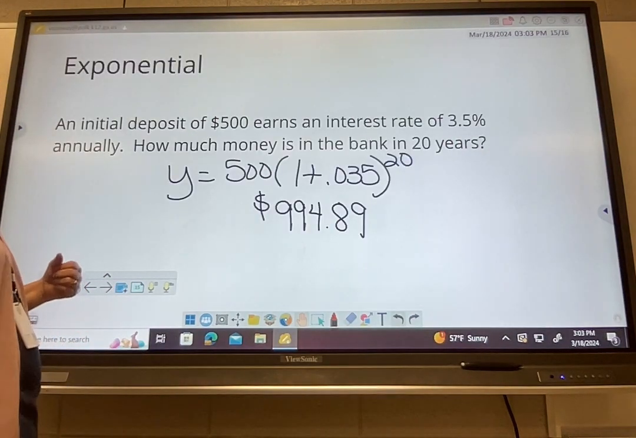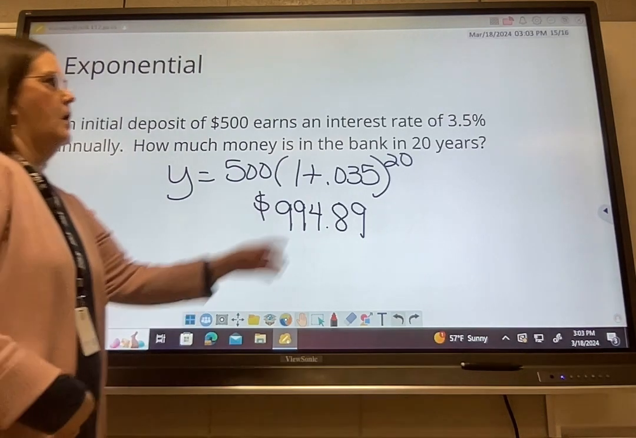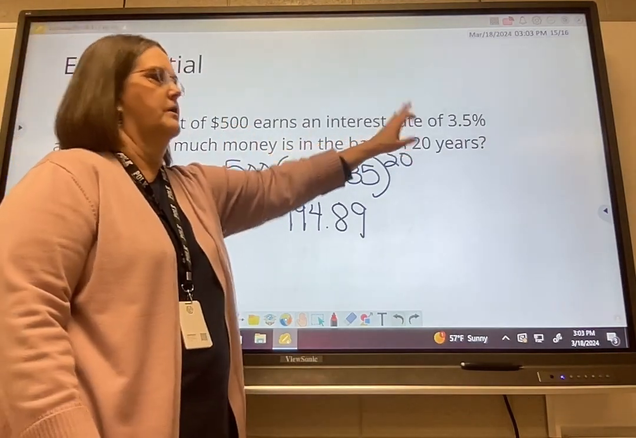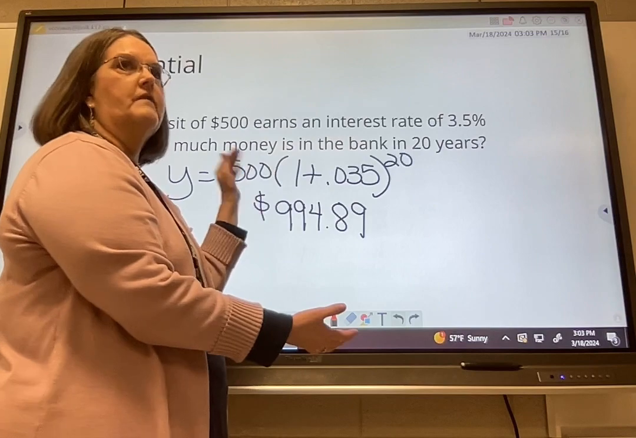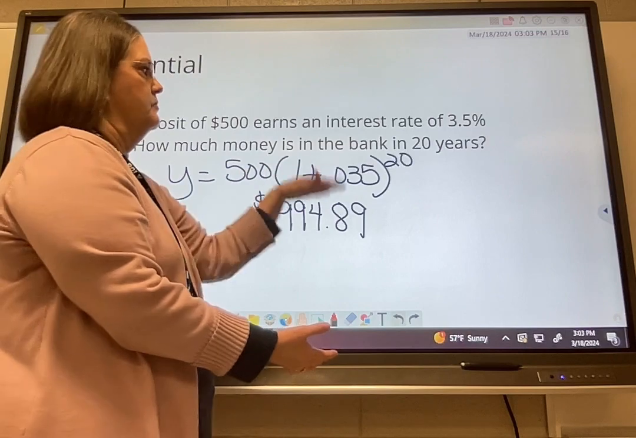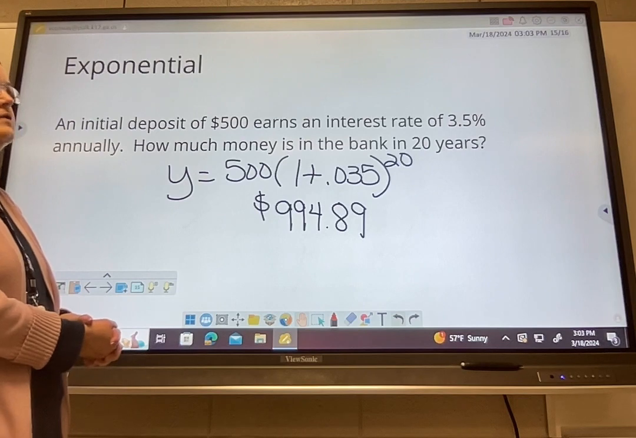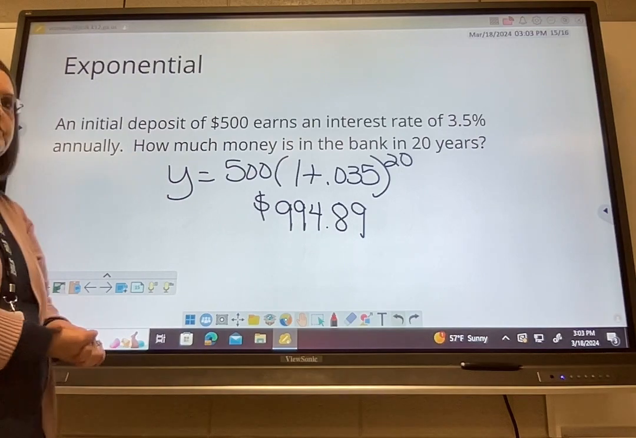Okay, this is an exponential function. An initial deposit of $500 earns an interest rate of 3.5% annually. How much is in the bank in 20 years? Now, this is compound interest. Yes, this is your starting point, but this is how much you earn each year, meaning you get interest, and then the next year you get interest on the amount you invested, as well as the interest you got from the year before. So it's compounded on top of itself. That's how you recognize an exponential function versus a linear function. So we put this in our calculator and we get $994.89.